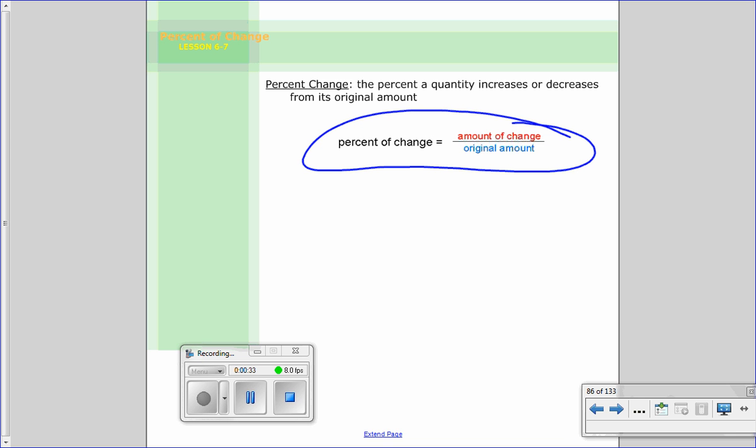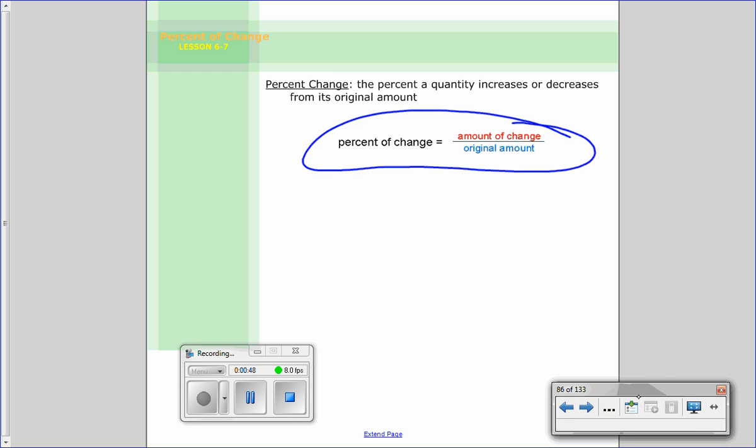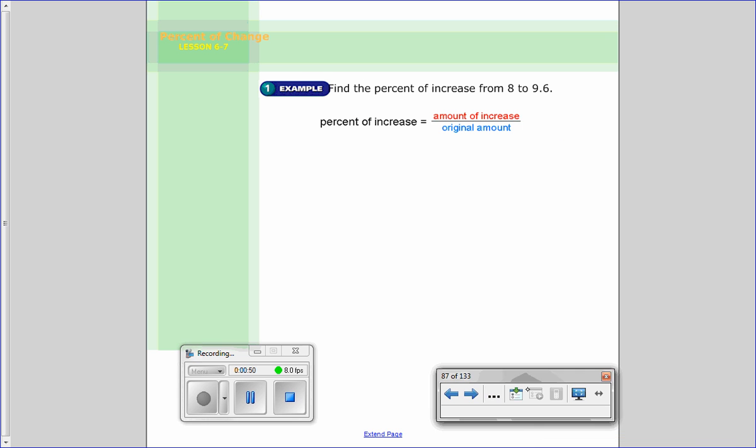The percent of change is the amount of change. So how much did it change? If we talk about an increase, how much did it increase? Or how much did it decrease? Then you divide it by its original amount, and that's going to give you the piece. But then, of course, to switch it to a percent, you times by 100. So that's the last step.